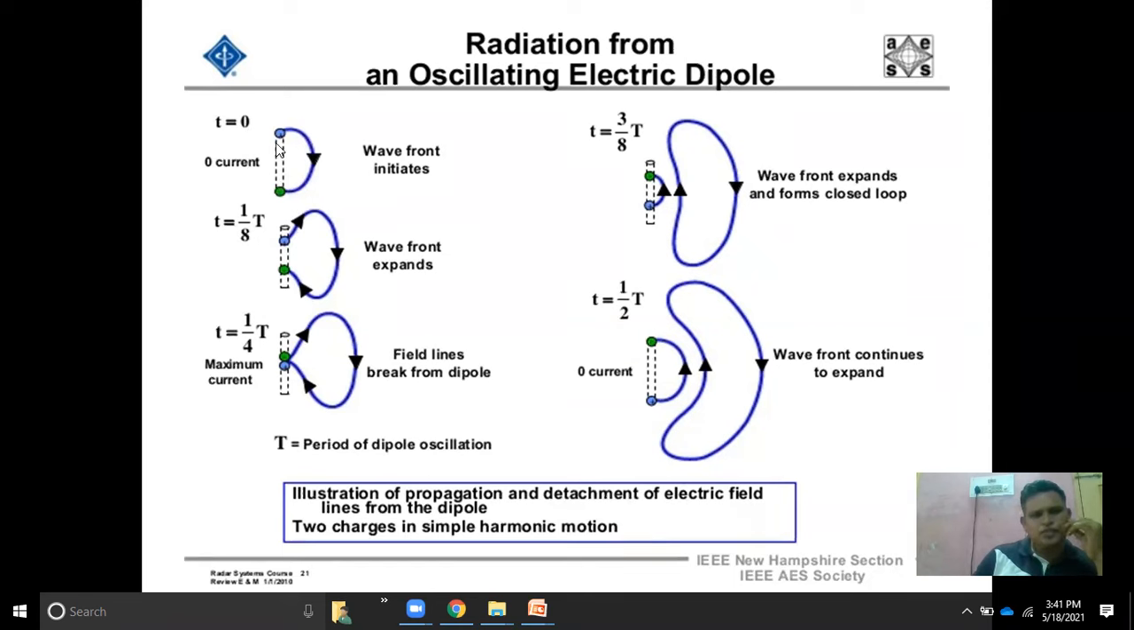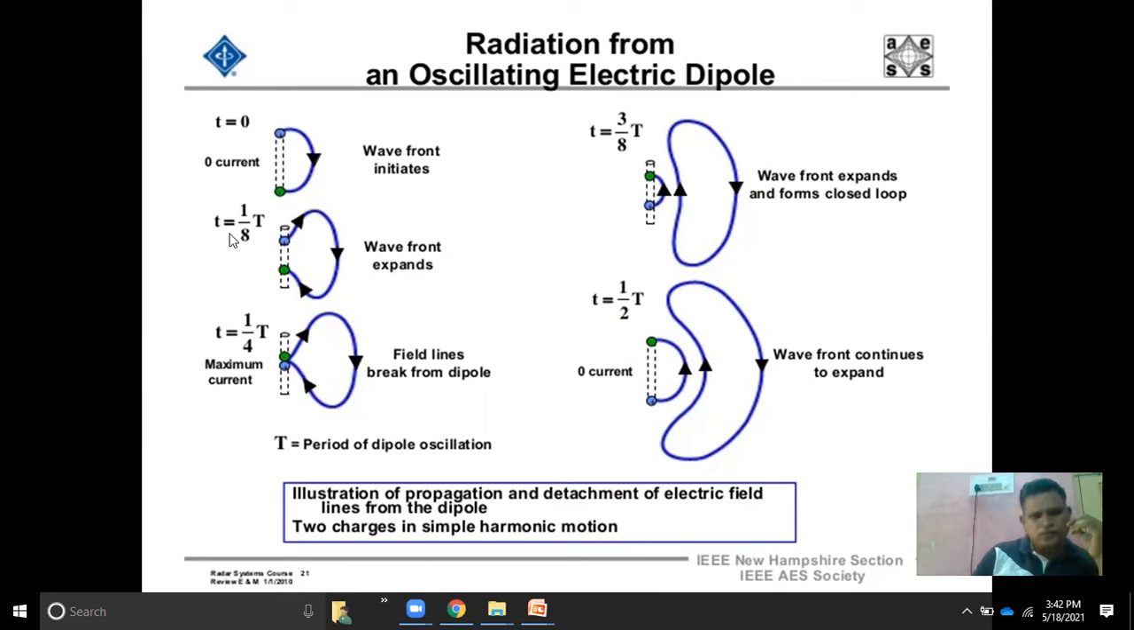Now let us assume these two charges are coming towards each other. Let us say when time t is equal to 1 by 8 times of T. What is capital T? Here we are assuming that these two charges are in harmonic motion. The total time for the charge to start here, go there, and return to the same position we consider as one time period. In simple harmonic motion we consider one total cycle. The charge starts here, goes there, and comes back here, and the time duration it takes is capital T.